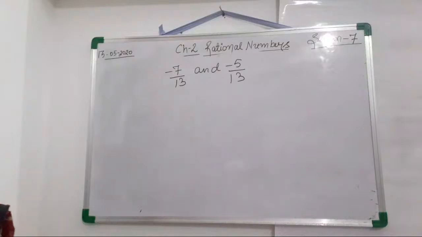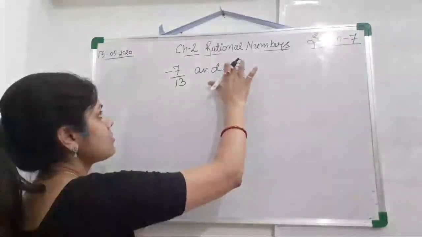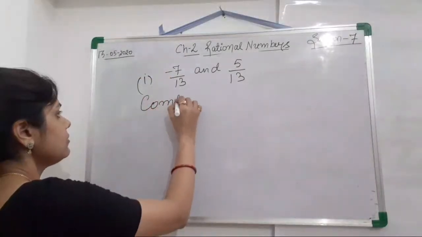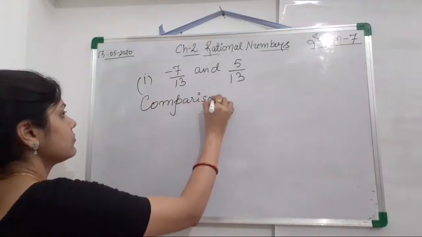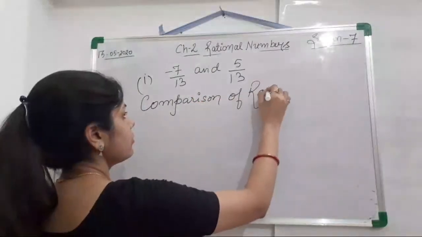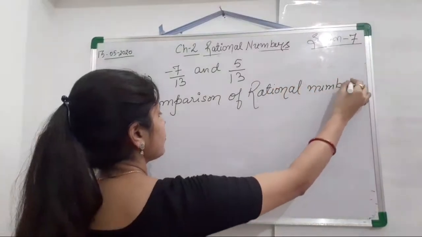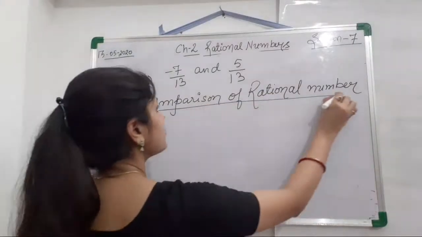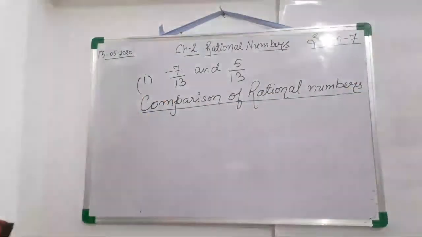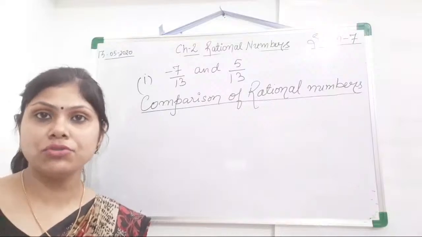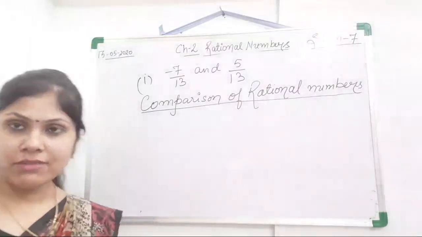Okay, let us take a simple number. Comparison of rational numbers. How do we compare rational numbers, which rational number is greater and which is smaller. How you will do this type of question, as we have done in fractions.